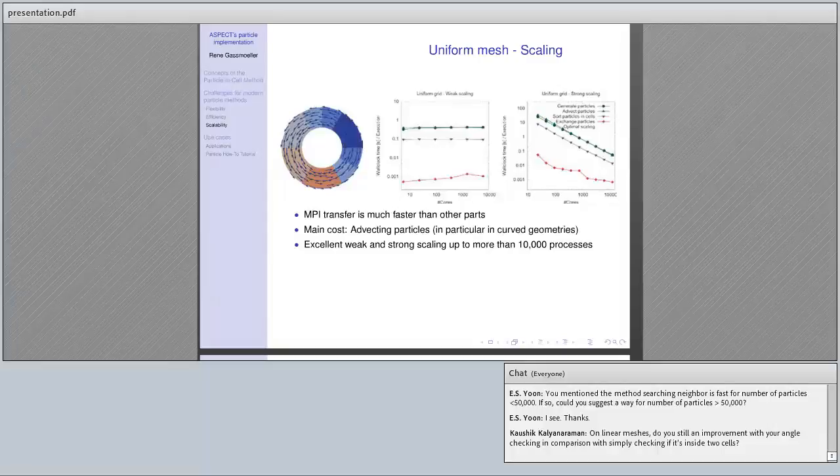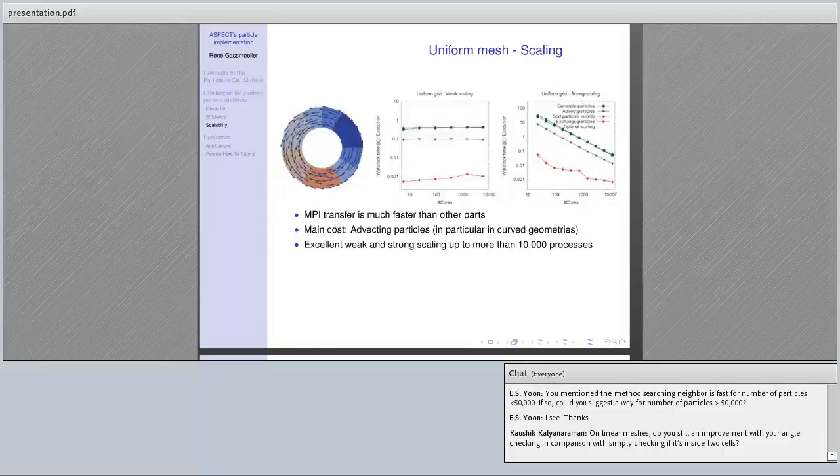These plots show the runtime or the wall clock time that is spent in certain parts of the particle algorithm, in dependence of the model size in the case of the weak scaling. So each process carries the same size of the domain and the same number of particles. And if you increase the number of cores, you also increase the size of your problem.